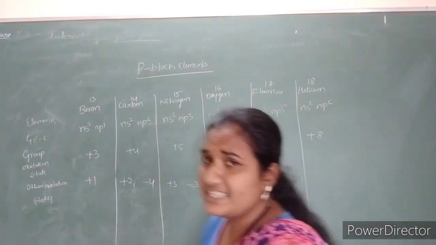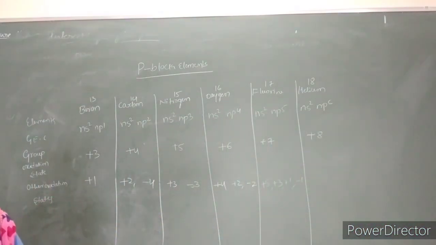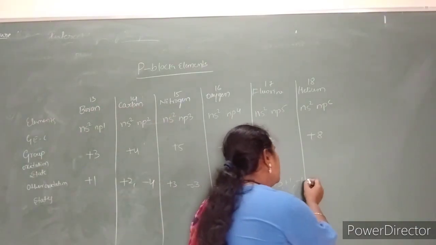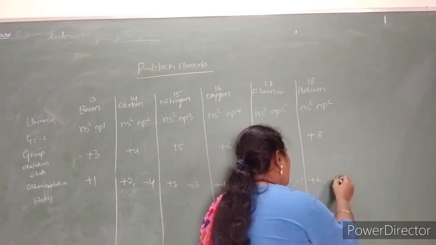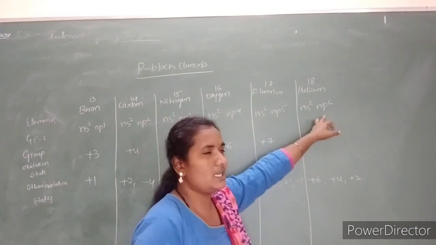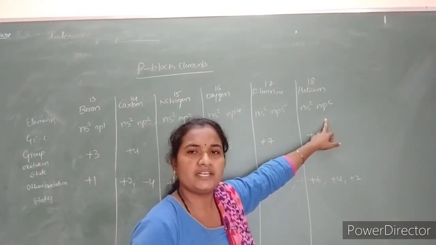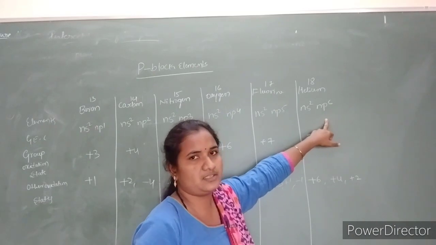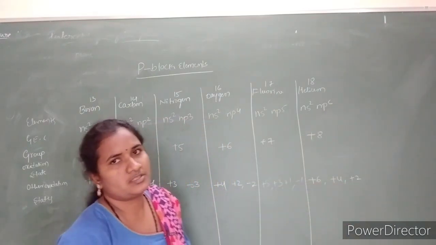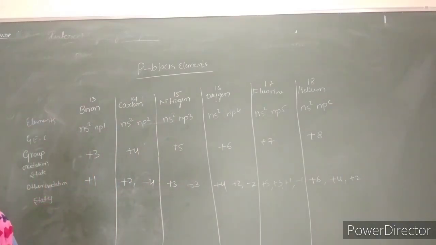But the group 18 elements show oxidation states only in a positive way, meaning they will exhibit either +6, +4 or +2. There are no negative oxidation states because the shell is already completely filled, so there is no need for extra electrons. That is why it will show +6, +4 and +2 oxidation states. In this way the p block elements, other than the group oxidation state, also exhibit some other oxidation states.